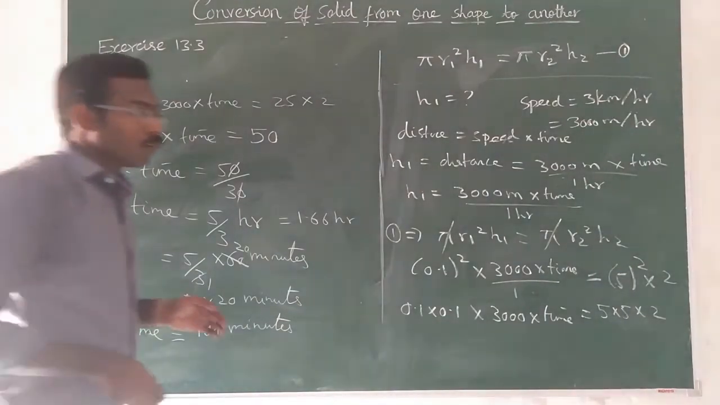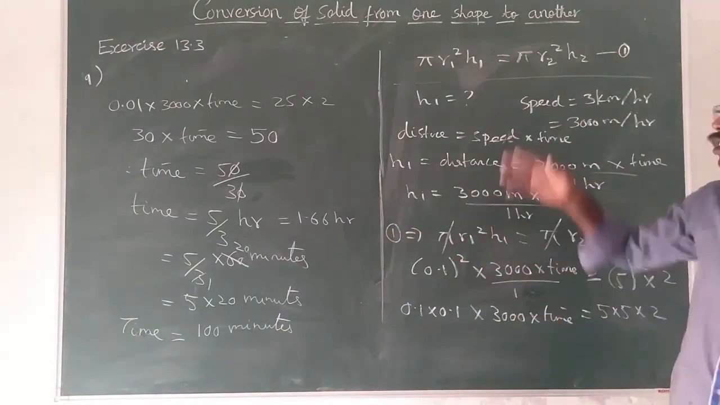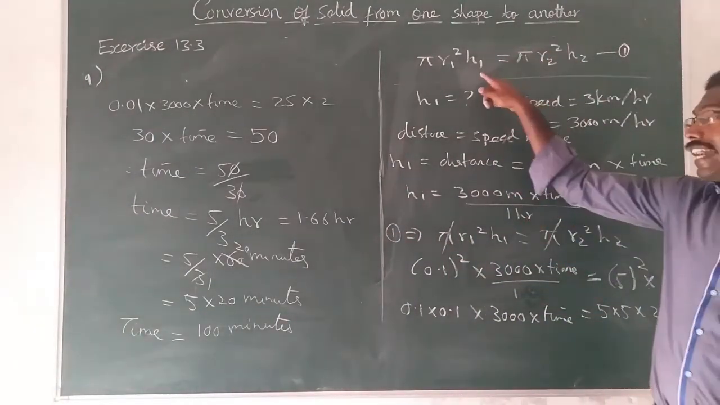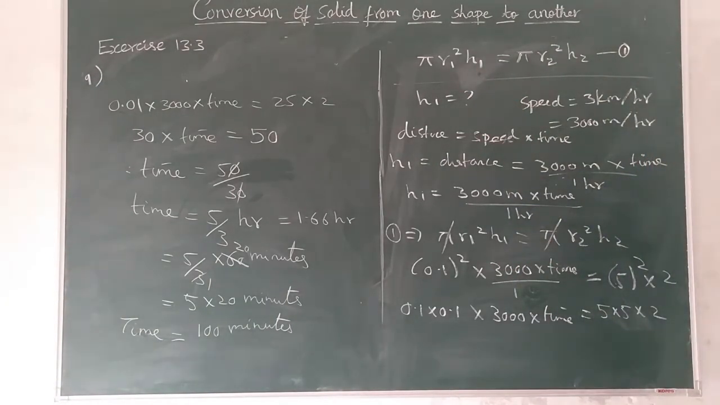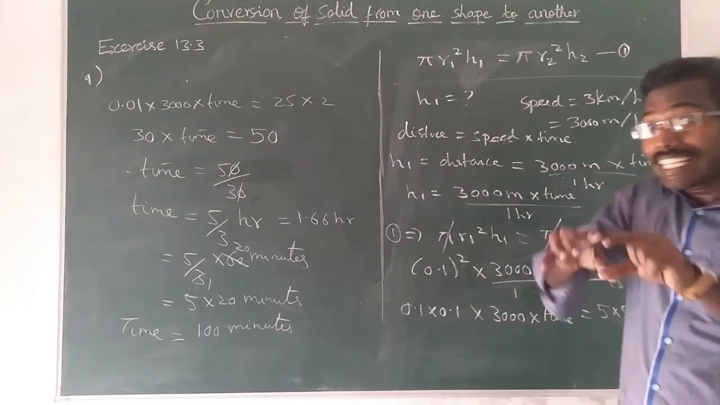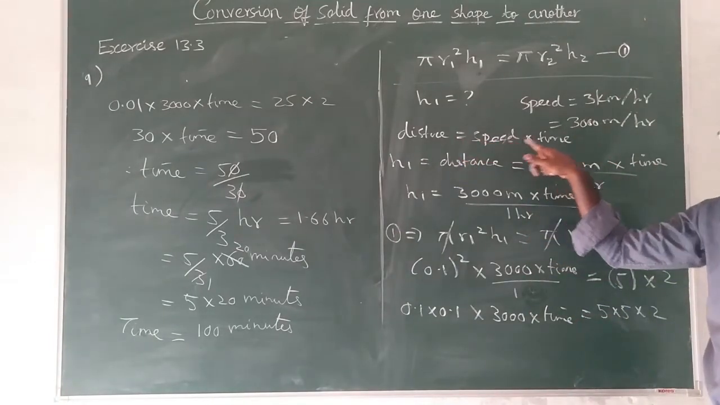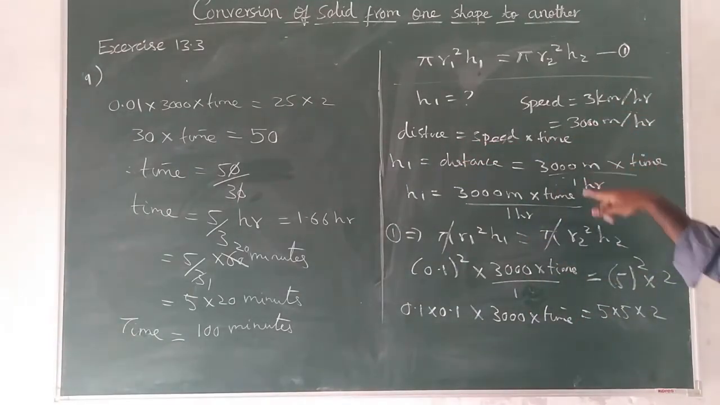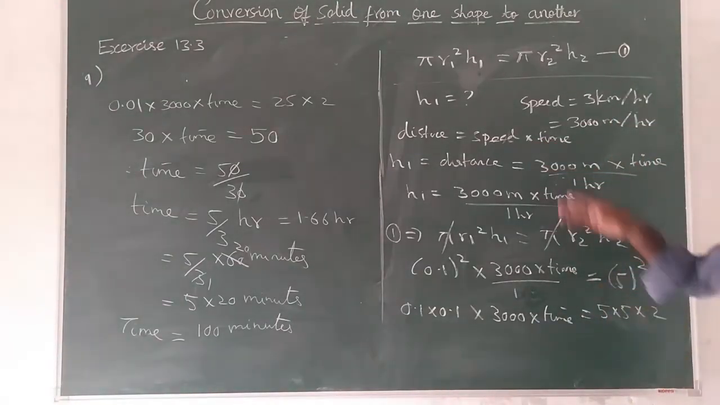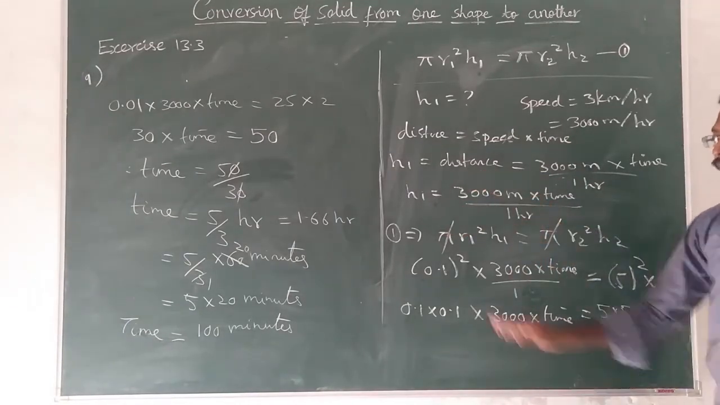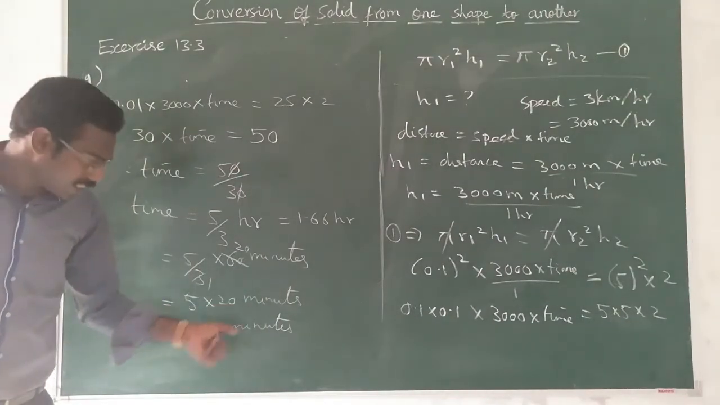Clear? Here both the shapes are cylinder. Pipe is also a cylinder, tank is also a cylinder. So we make the formula, but in the given data H1 is not given. Therefore, how we have to find H1? H1 is nothing but the distance traveled by the water, which is the height of the pipe. Distance equal to speed into time, because speed is given and time is asked. So we use this formula and we got the H1 and we applied, and finally we got the answer 5 by 3 hour and we converted it into minute. The answer is 100 minutes.